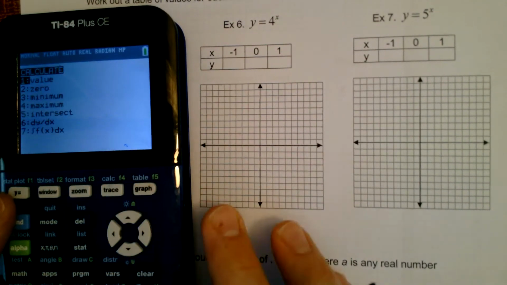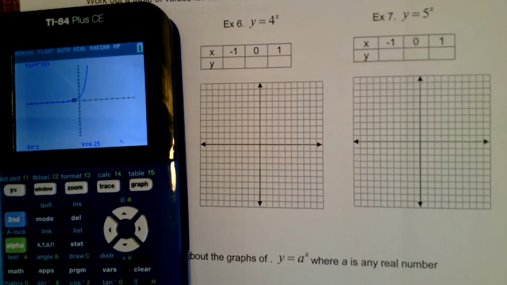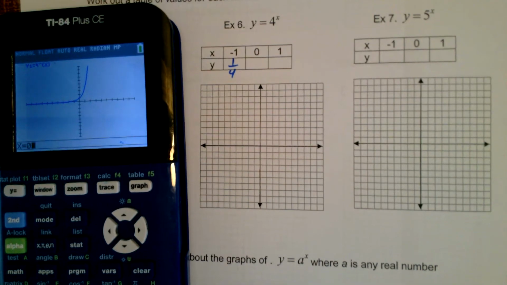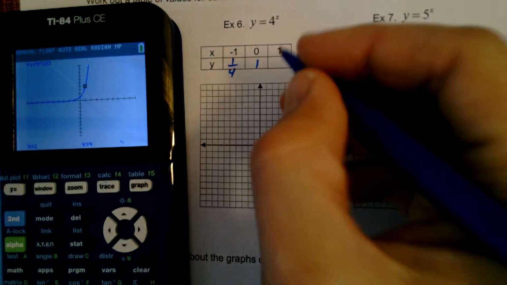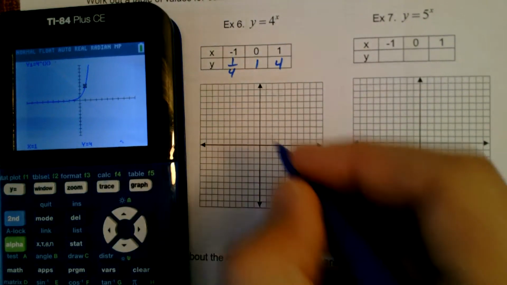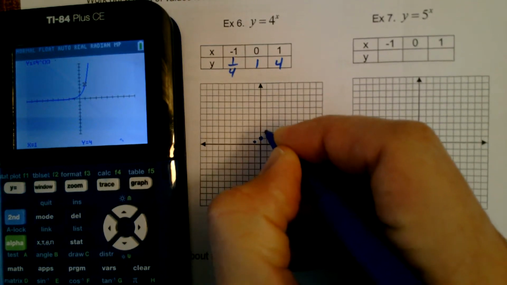If I go second trace value and plug in some numbers, if I plug in -1, I get 0.25, which is 1/4. If I plug in 0, I get 1 again. And if I plug in 1, I get my base, which is 4. So the points are (-1, 1/4), (0, 1), and (1, 4).